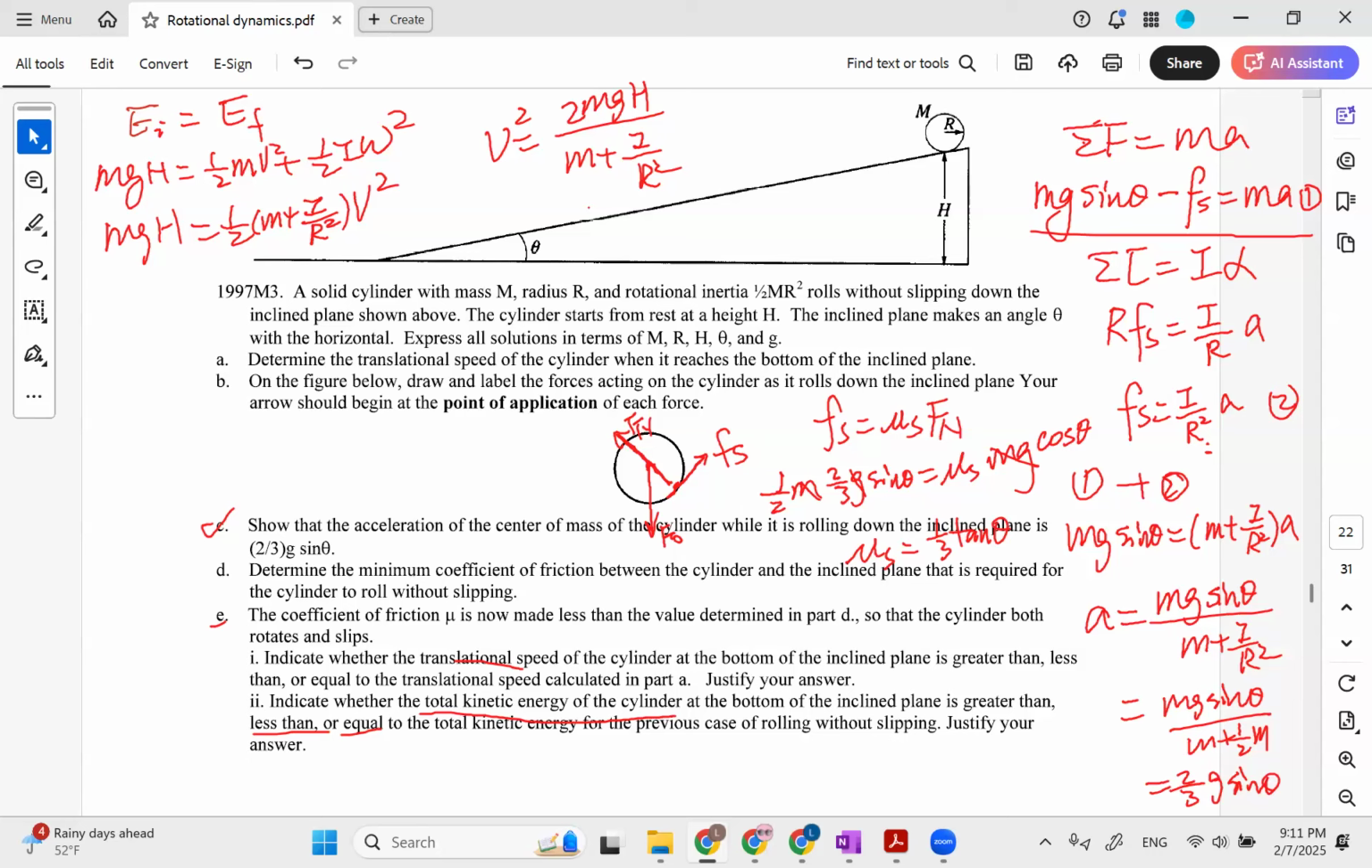So over here in this situation, why is the total energy less? Because friction is a non-conservative force doing work. So energy is lost. That's why it's less. Does it make sense? You got it? Any question? Any question so far?